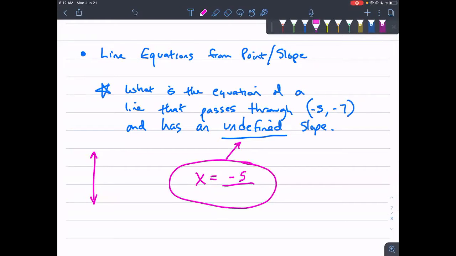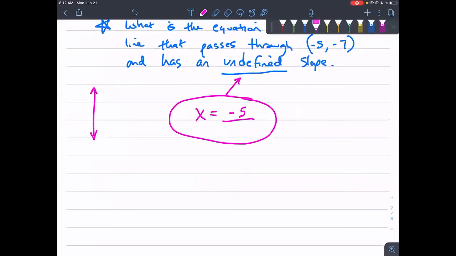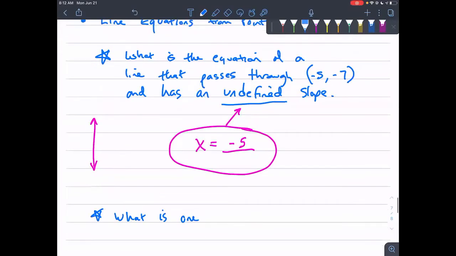Another one where slope is 0, sort of the same idea, but when slope is 0, it's a horizontal line. Oh, and by the way, just in case this wasn't clear to everybody, if it's undefined, it's x equals just a number. And the reason we know it's -5 is because they give us what x is equal to in the ordered pair.